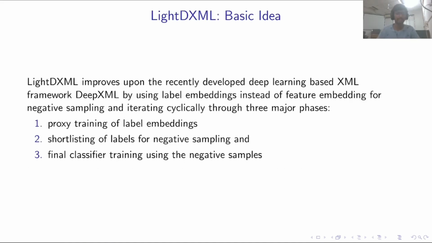So now I will give a basic introduction of our method, which is LightDXML. LightDXML improves upon deep XML by using label embeddings instead of feature embeddings for negative sampling, and also it iterates cyclically through 3 major phases. One being proxy training of label embeddings, second is the shortlisting of labels for negative sampling, and finally the final classifier training using the negative samples.